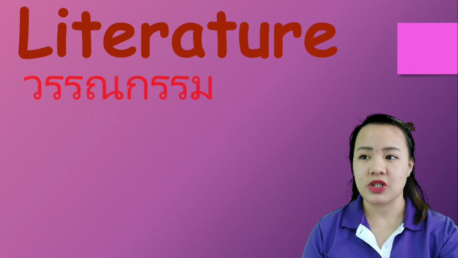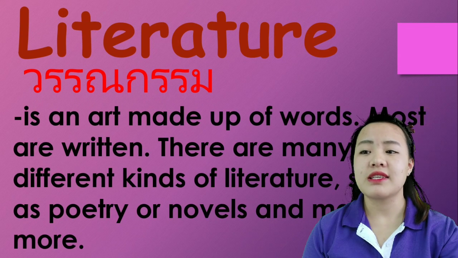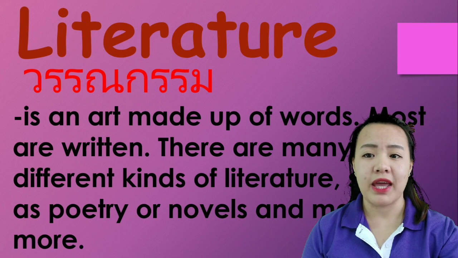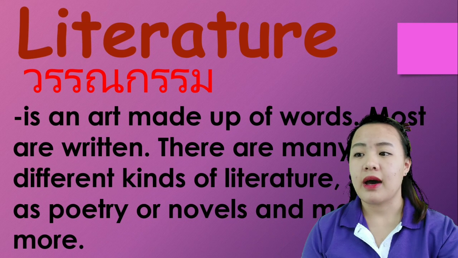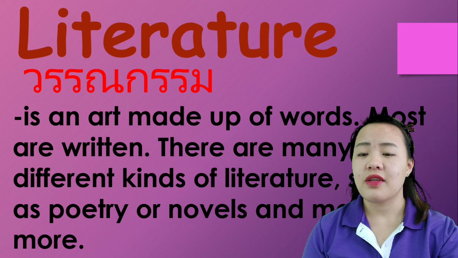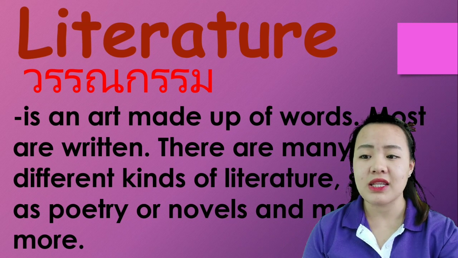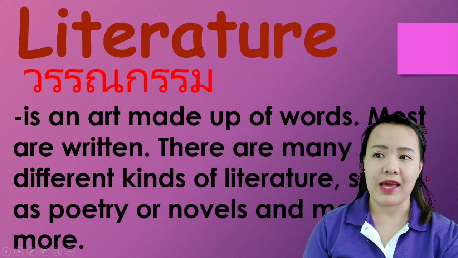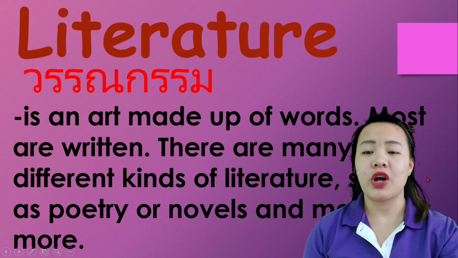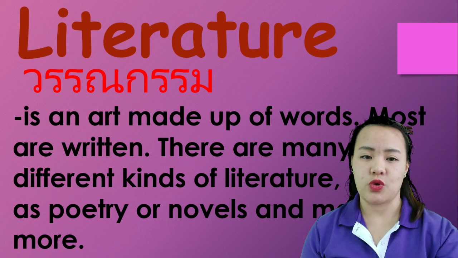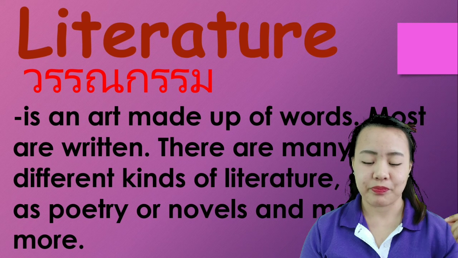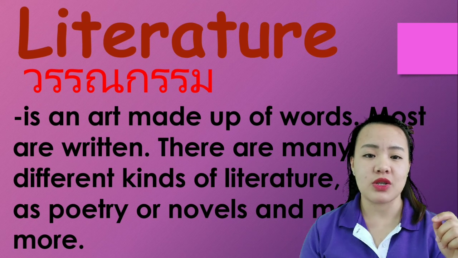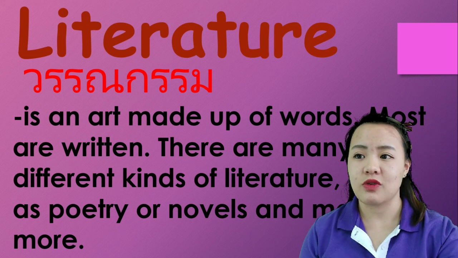So what is literature? Literature is an art made up of words. Most are written. There are many different kinds of literature, such as poetry or novels and many more. We're going to see some examples here, but literature is mostly made up of words. You can write some words like poets or novels. So let's take a look at some examples.